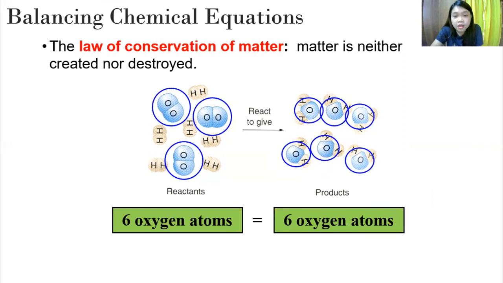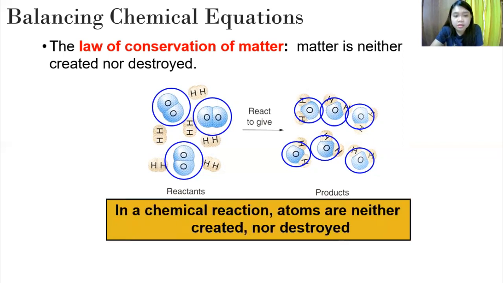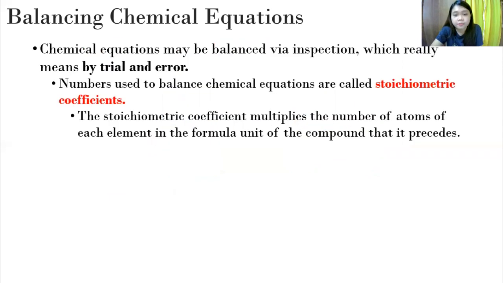So there is no cancellation, or no disappearance of certain atoms. They just broke down and combined to form a new compound. That is the transformation that usually happens in a chemical reaction. So in a chemical reaction, atoms are neither created nor destroyed. This is an important concept that we need to learn to balance chemical equations.